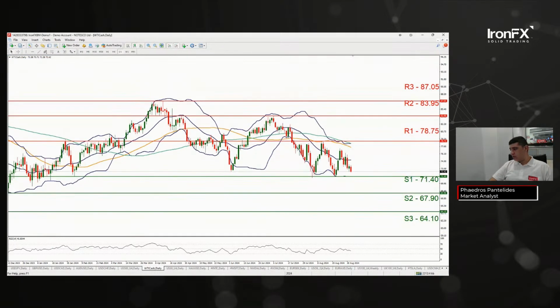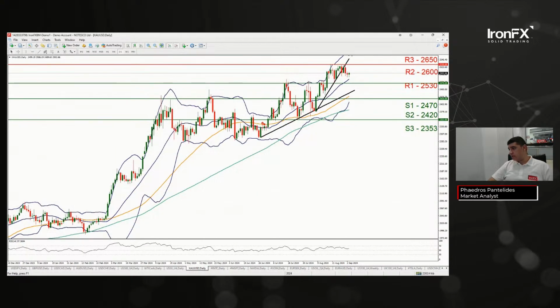Oil sideways bias between 71.40 and 78.75. What is a bit concerning is that we are seeing lower highs. This for me would be a bearish triangle. You can see lower highs. Will not be surprised to see it bouncing off S1 and around two-thirds of this triangle, seeing a break below S1, taking aim for S2 at 67.90. So I am bearish on crude oil.